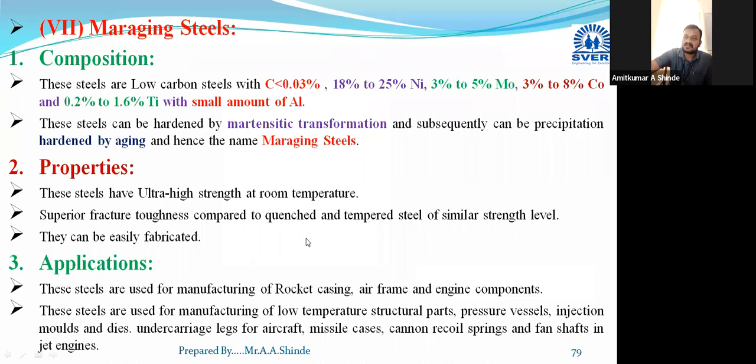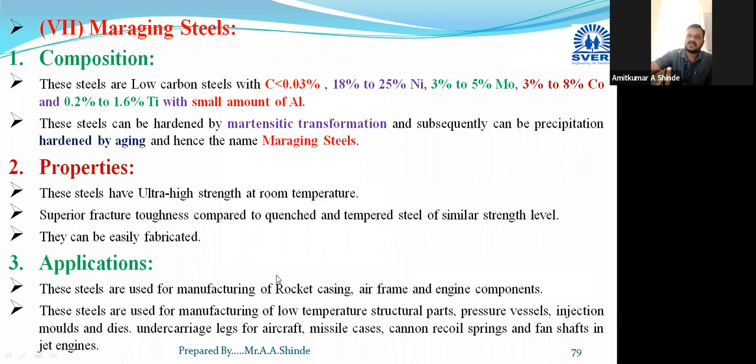But if you want, I will take that session separately also. But now what you have to understand here, martensite will give you the highest possible hardness in this steel. And that martensite is present in these maraging steels. Hence, it gives you ultra high strength at room temperature, then superior fracture toughness compared to quenched and tempered steel. This is nothing but a heat treatment process.